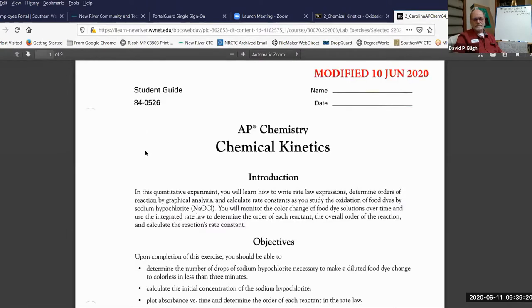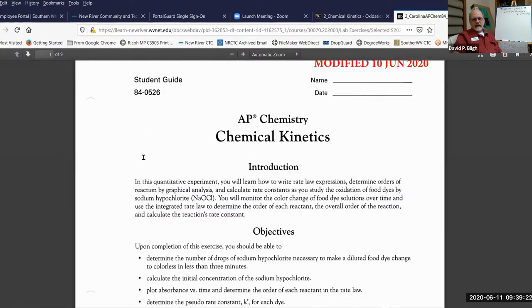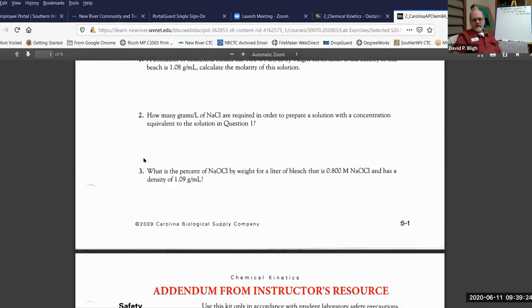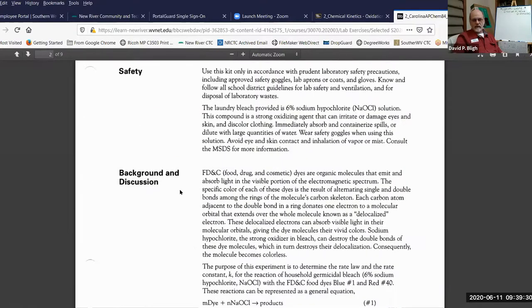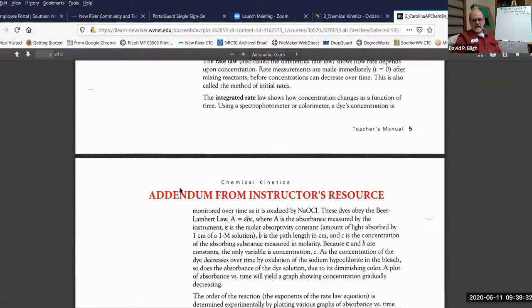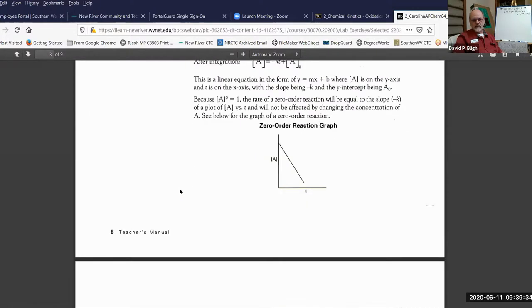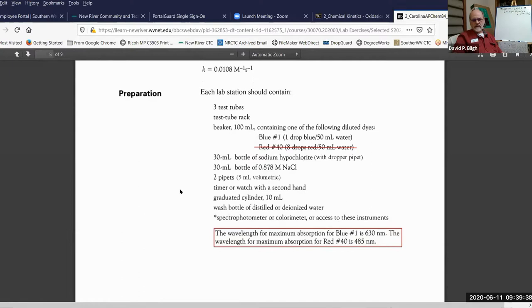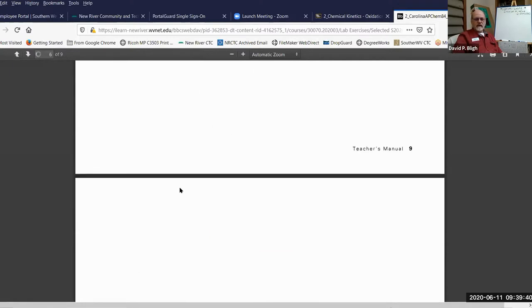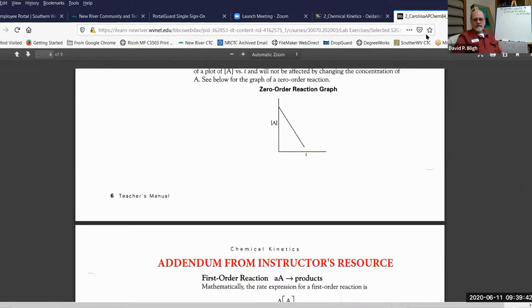There we go. There are parts of it in here that I've extracted from the instructor's resource, which I hope will be helpful. We'll be discussing some of this as we proceed in just a few minutes. There's a lot more of it there. Okay, so that's the hard copy.